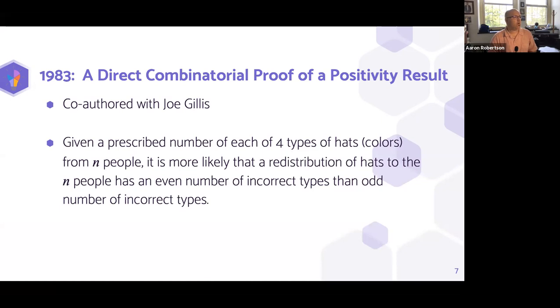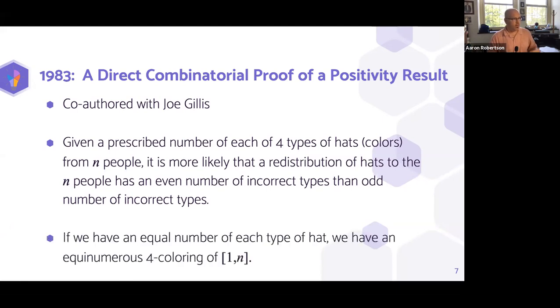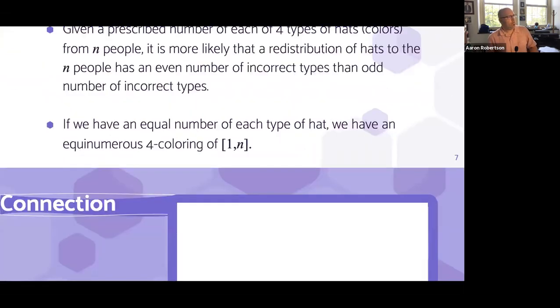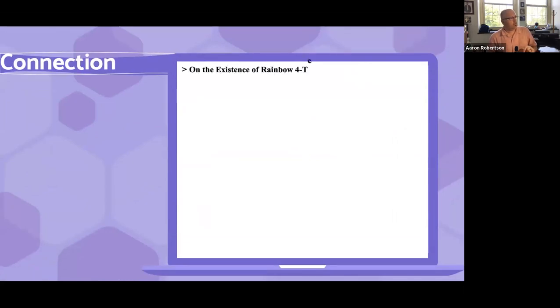So we have n people. It's more likely that when I redistribute the hats, an even number are incorrect than an odd number. And so we've got this 4-coloring and different behavior between even and odd. If we had the same number of each type of hat, we would have an equinumerous 4-coloring. And so there is a result by Conlin, Jungic, and Radojcic.